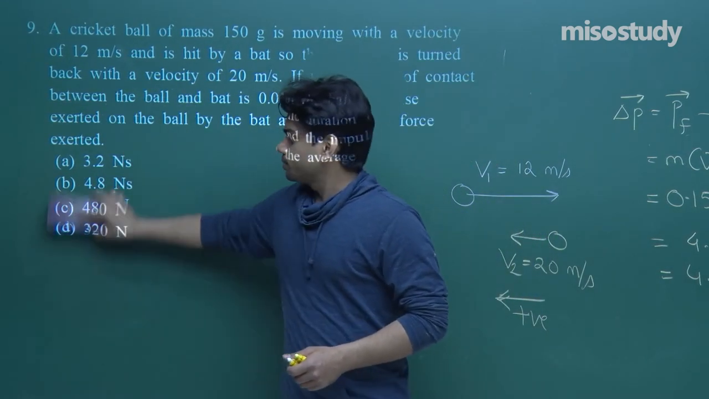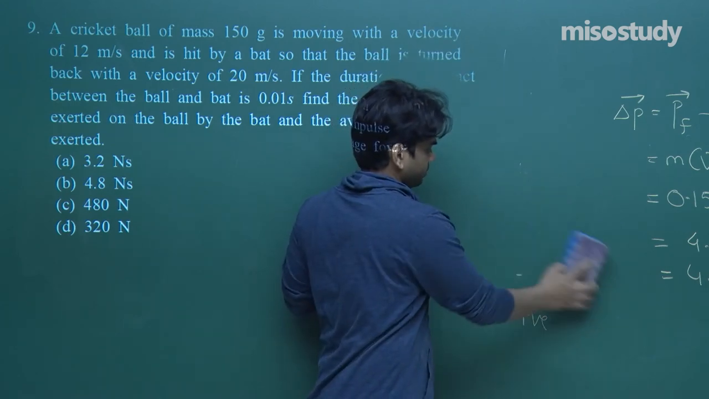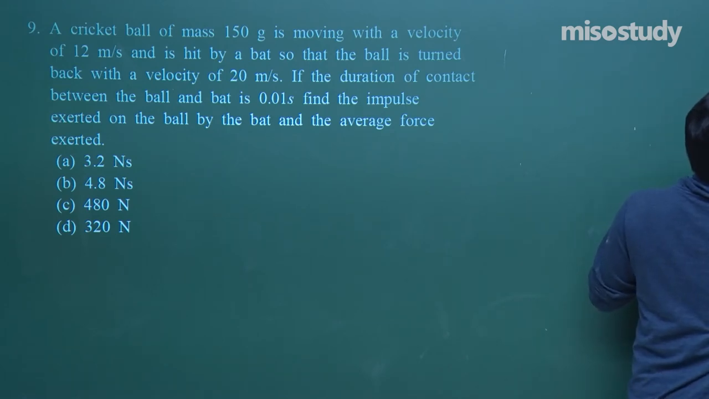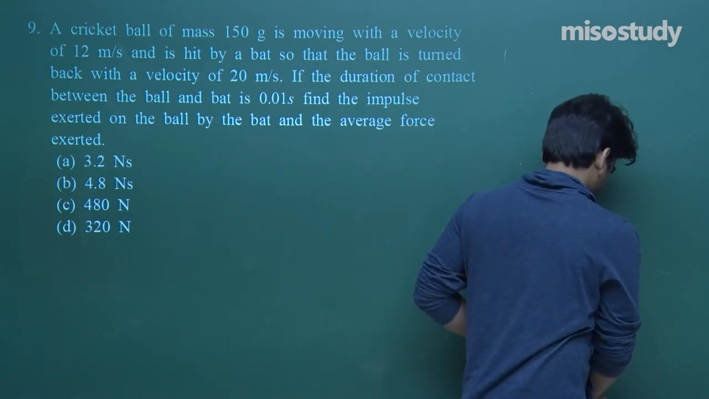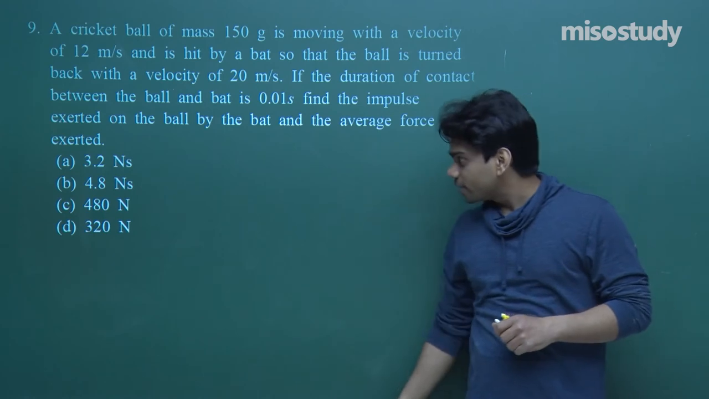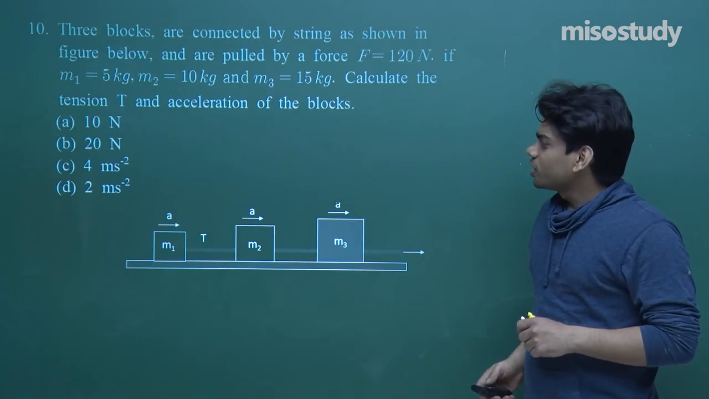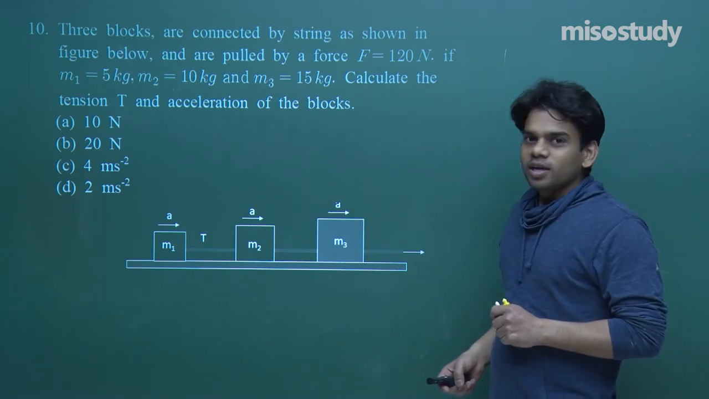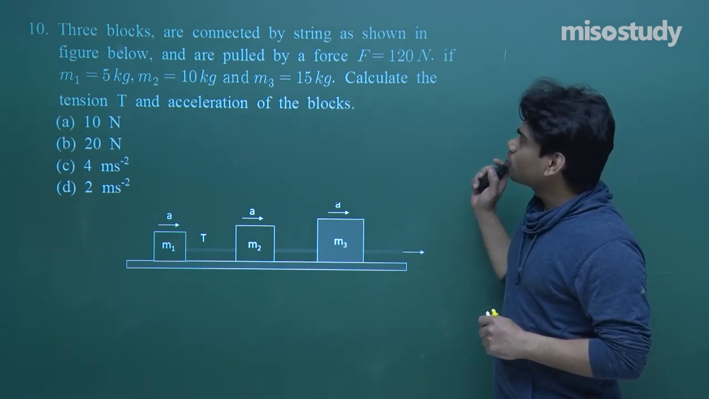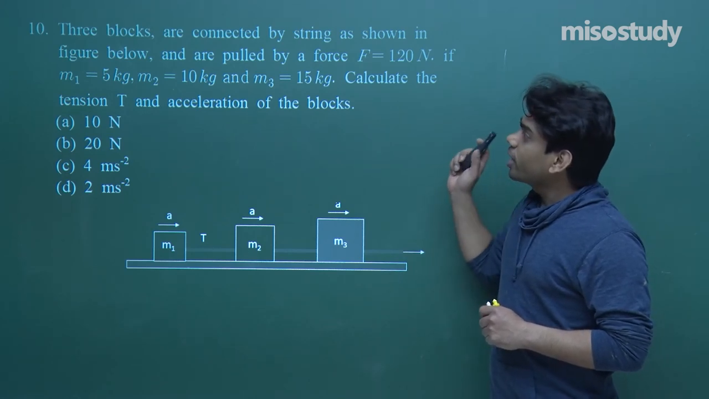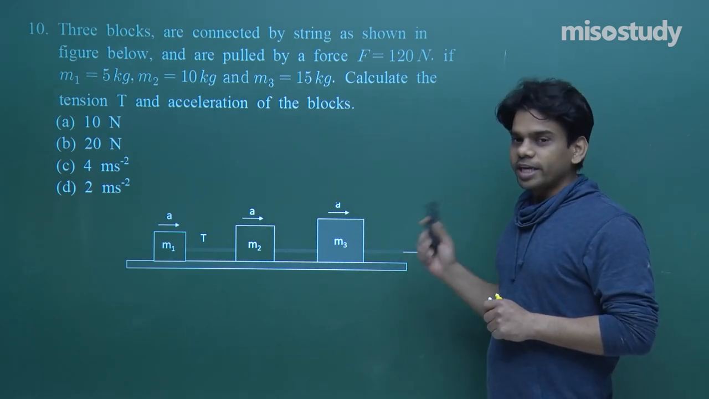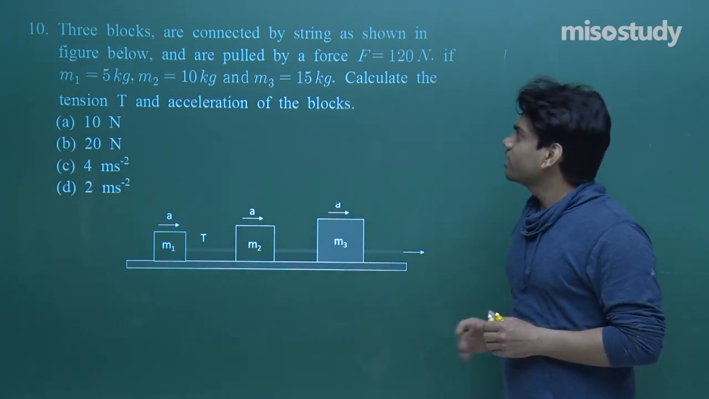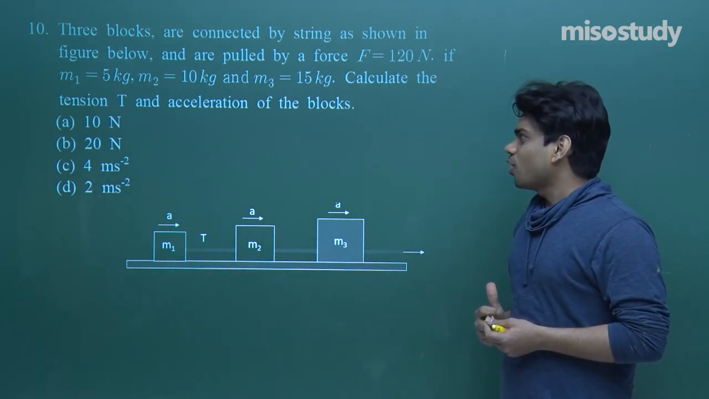Let's go ahead with the next one. So after doing this, let's go ahead with the next question that we have. Question number 10. Three blocks are connected by a string as shown in figure below and are pulled by a force capital F equal to 120 Newton. If M1 equals 5 kg, M2 equals 10 kg and M3 equals 15 kg, masses of each 5, 10, 15 is given. Calculate the tension T and acceleration of the blocks.